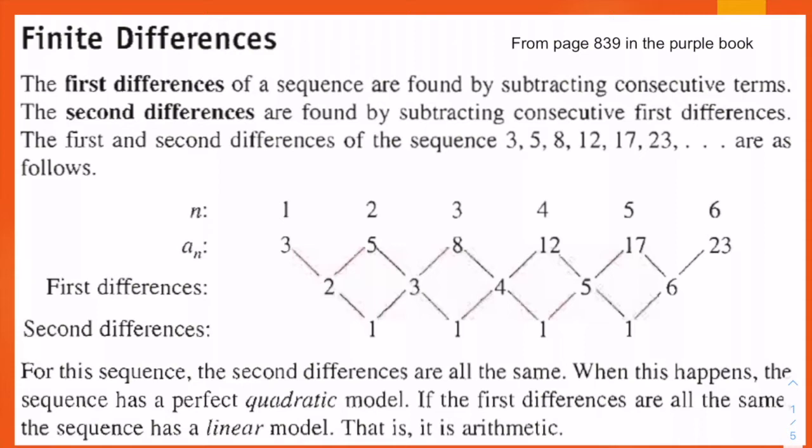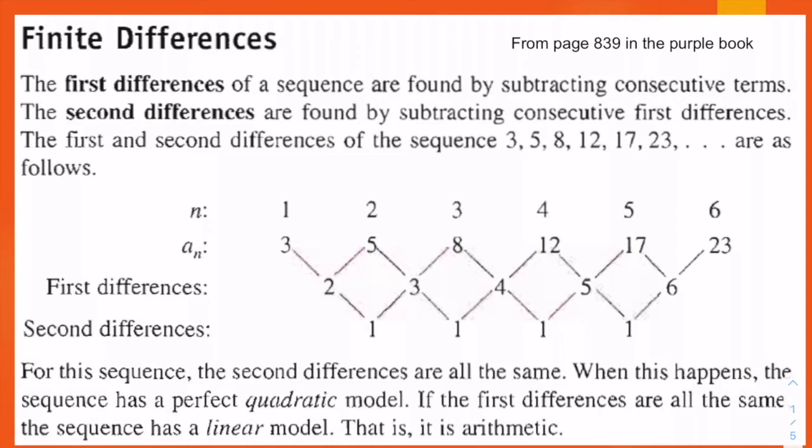Well, let's take a look at the first differences. When I take 5 and subtract 3, I get 2. When I take 8 and subtract 5, I get 3. When I take 12 minus 8, I get 4, and 17 minus 12, I get 5, and 23 minus 17, I get 6. Well, in the first differences, we do not have the same number. But let's take a look at second differences. 3 minus 2, 1. 4 minus 3, 1. 5 minus 4, 1. And 6 minus 5 is 1. And so the second differences are the same number.